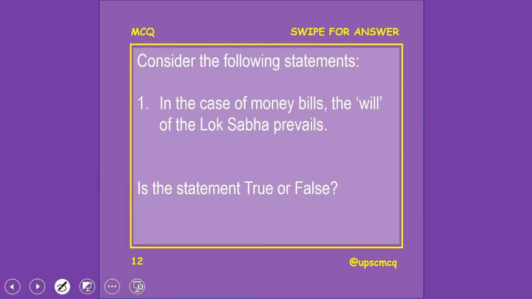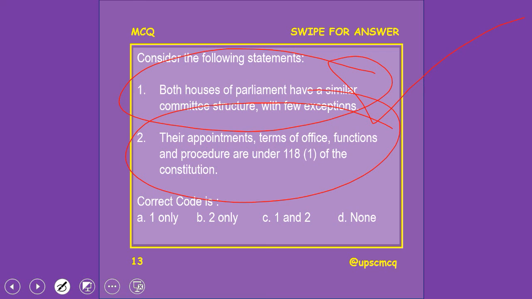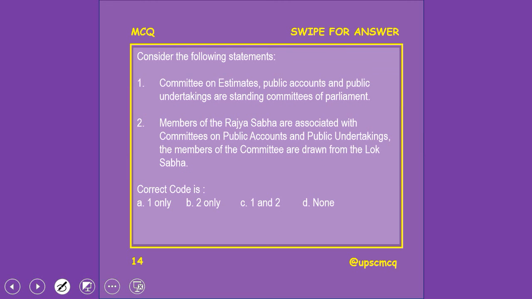In case of a disagreement, the will of the Lok Sabha prevails. Correct. Is the statement true? Yes, it is true. Both Houses of Parliament have similar structure with few exceptions. Correct. The appointment, term, office, function and procedure of the committee structure is mentioned in Article 118 Part 1 of the Constitution. Correct. C.